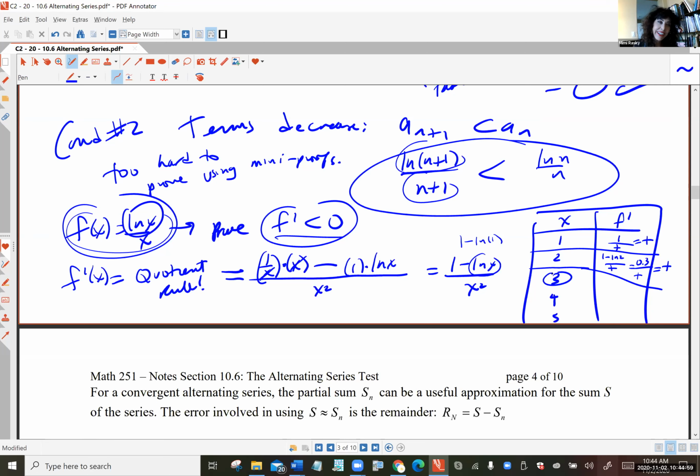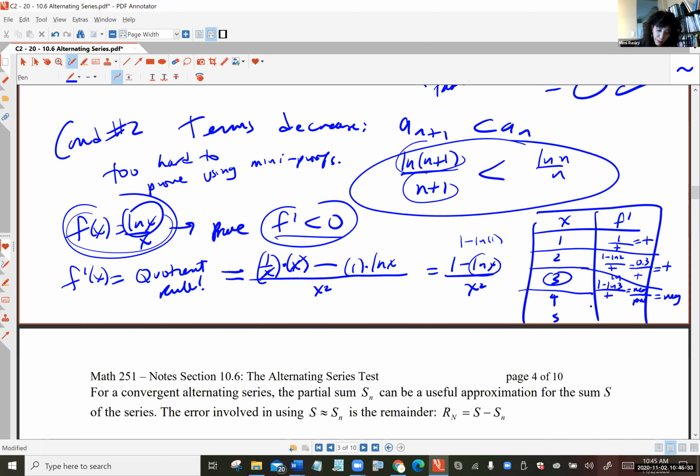When you plug in a 3 into your derivative, you're going to get 1 minus ln of 3. And I claim that ln of 3 is something bigger than 1. I don't know exactly what it is. 1.09. 1.09, thank you. So when you subtract 1.09 from 1, you're going to get a negative numerator, and the denominator is something squared, so it's always positive. So you'll get a negative divided by a positive, but that's a negative number.